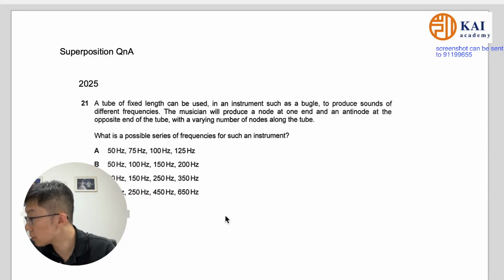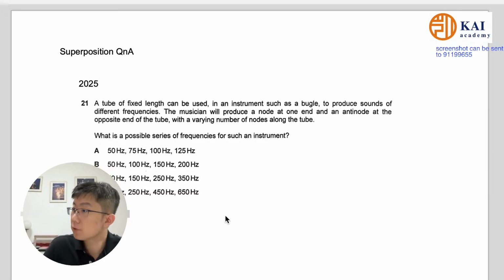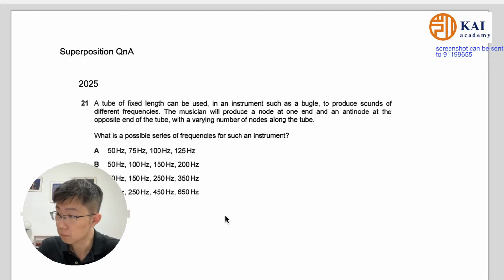Now, path difference and phase, how are they related? What we need to know is that path will have units of length because it's a measurement of distance, whereas phase has units of radian. So one is an angle and one is a distance. How do we convert the two?